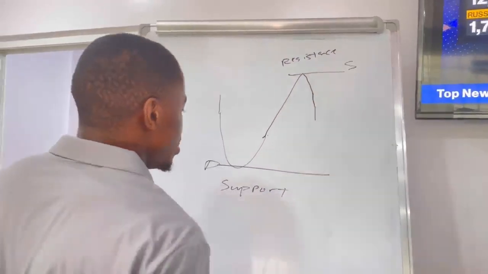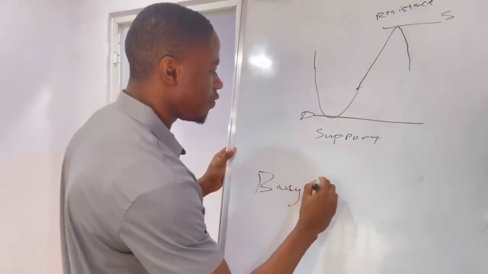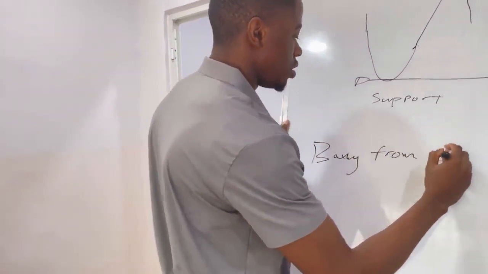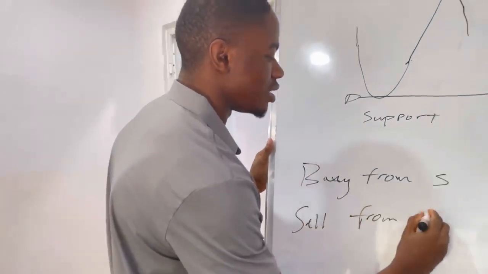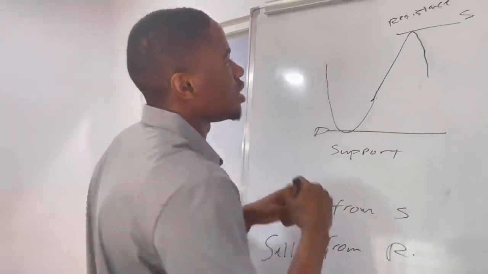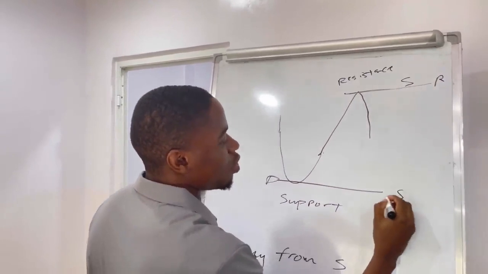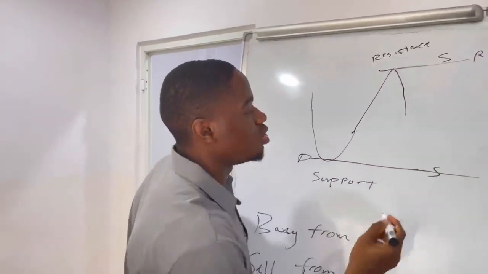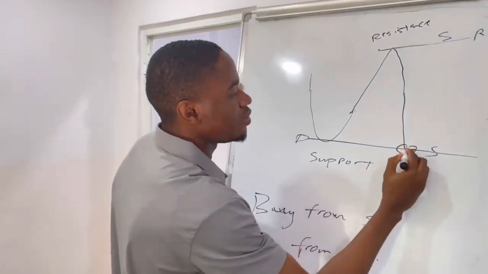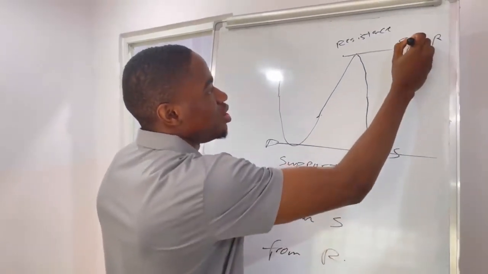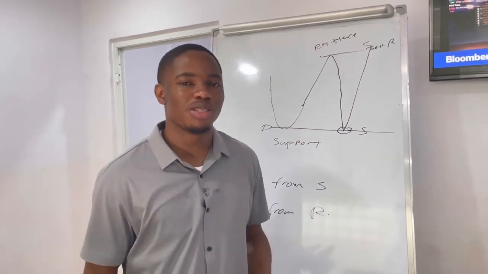zone, right? Now, the rule says buy from support, sell from resistance. This is simply telling us that we have our resistance here and we have our support here. According to the rules, you buy when the price gets back to the support, and when the price pushes back to this resistance, you do what again? You sell from here.